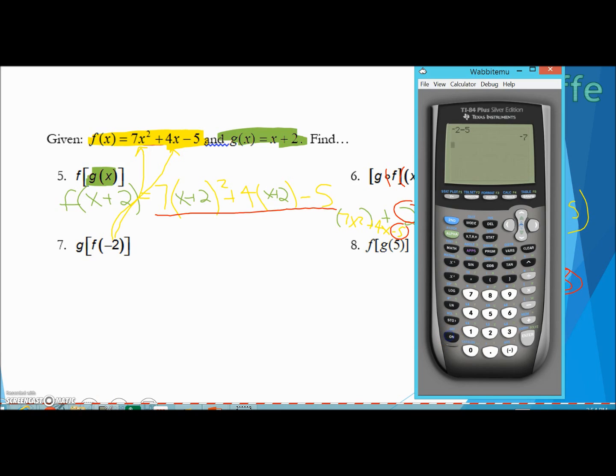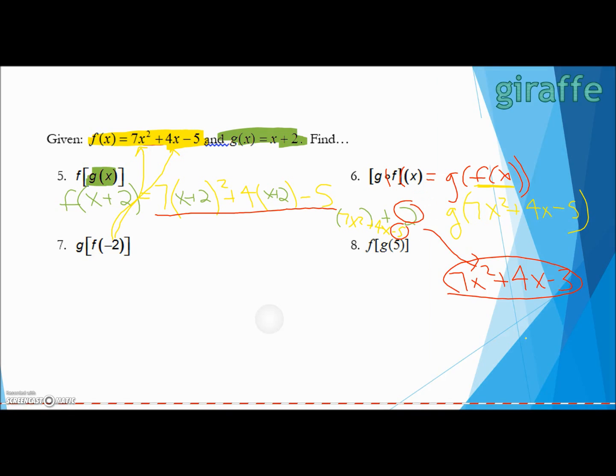Okay. So I take 7, and in parentheses, because it's a negative number, negative 2, close the parentheses, then I square it, plus 4, in parentheses again, negative 2, close the parentheses, and then minus 5. So when I plug negative 2 into f, I get 15. So 15 is what I get when I plug it in for f.